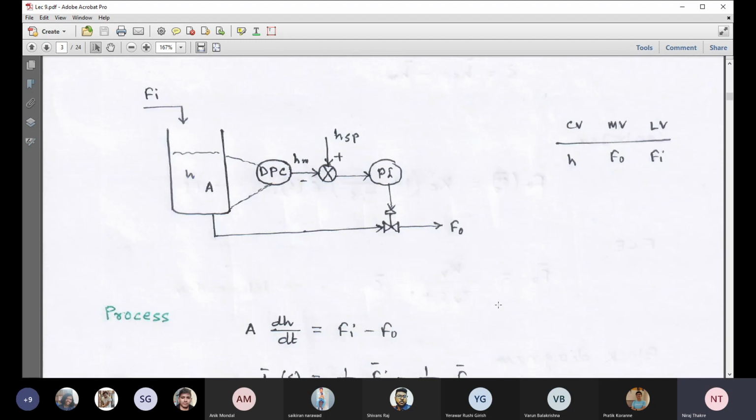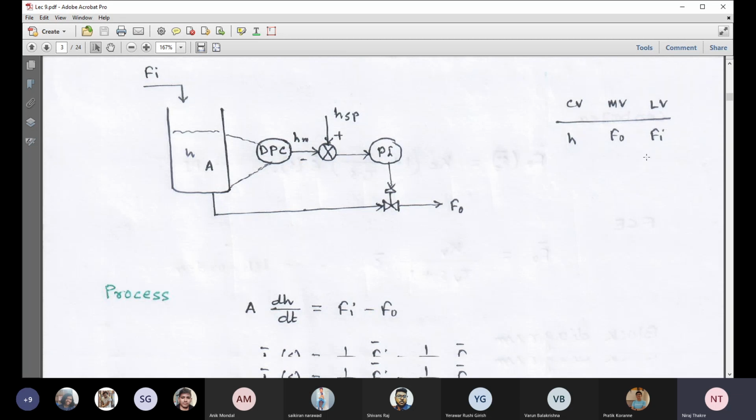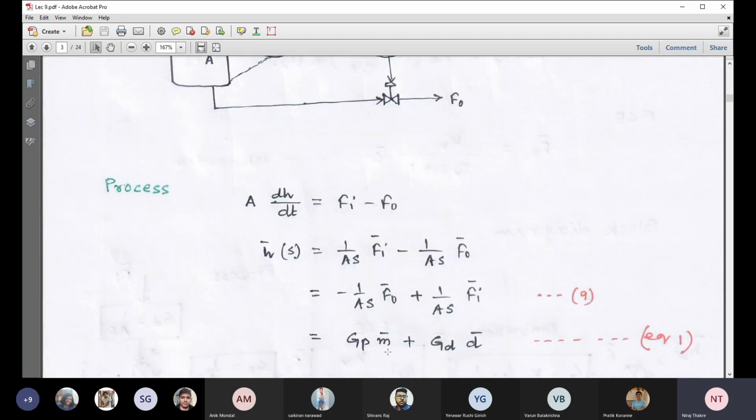Now you see here the manipulated variable f naught. That means m is f naught. And the load variable we denote by d. So our d is fi. I repeat, the manipulated variable we denote by m, so m equals f naught. And the load variable we represent by d, so here d equals fi. That's why we have written it this way: m is f naught and d is fi.